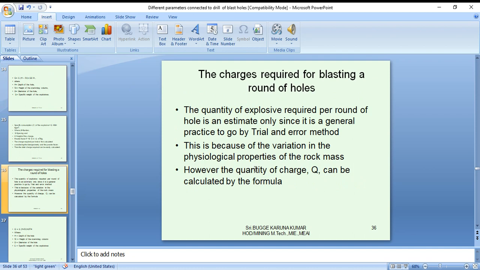Now, the charge required for blasting a round of holes. The quantity of explosive required per round of holes is an estimate only, since it is generally practiced to go by the trial and error method. This is because of the variation in the physical properties.